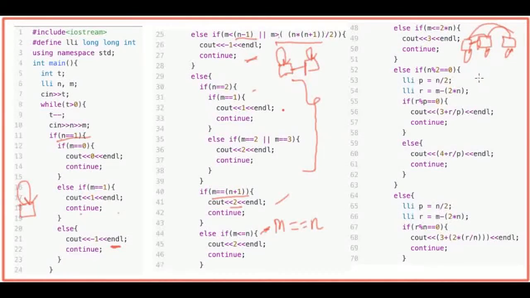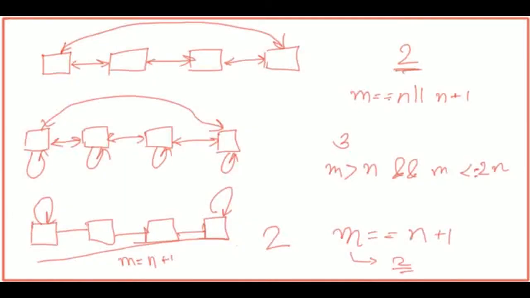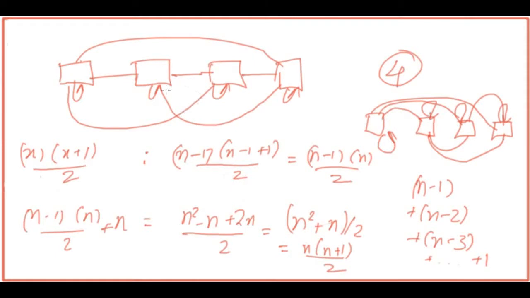Else if n mod 2 equals 0, which means the number of computers is even, then p equals n by 2. Basically I'm considering another number, half of the computers. And then r equals m minus twice n. If you see here, in the next step, after twice n cables, exactly half of the computers I will be able to connect, alternately.